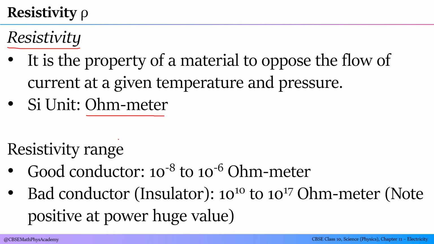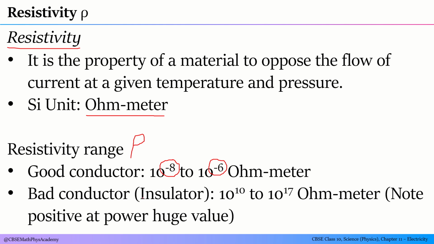Resistivity range. So what can be the typical values for a good conductor, like what we saw, copper, aluminum, silver? They have very low resistivity. They have the range of 10 power minus 6 to 10 power minus 8. You can notice this value of minus 8 or minus 6. You can imagine how low the resistance is. I'm talking about the value of rho for all these kinds of materials.